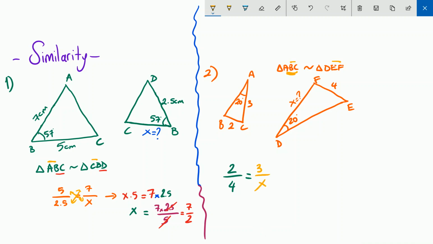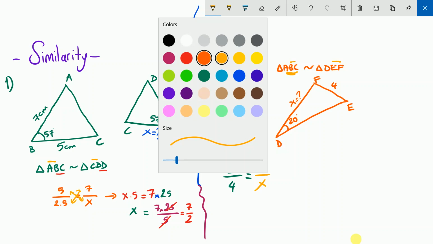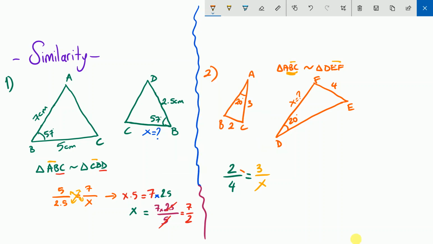So we are going to use the same method we have learned in proportions, which is cross multiplication. Let's use it. 3 times 4 equals 2 times X, equals 6 centimeters. So we didn't write the unit.